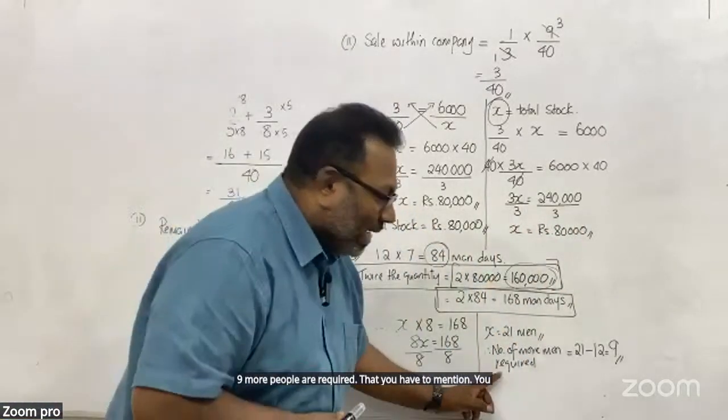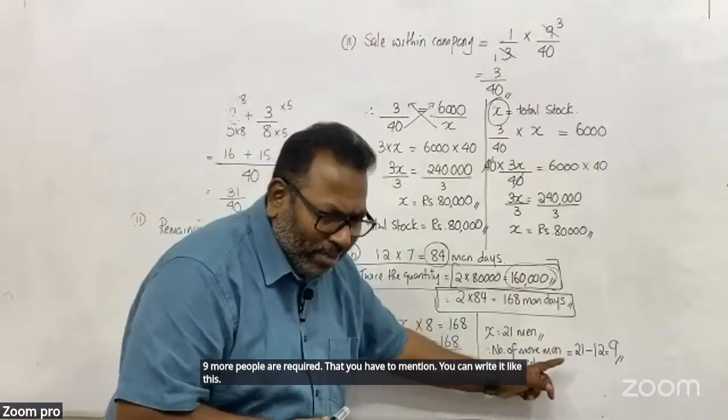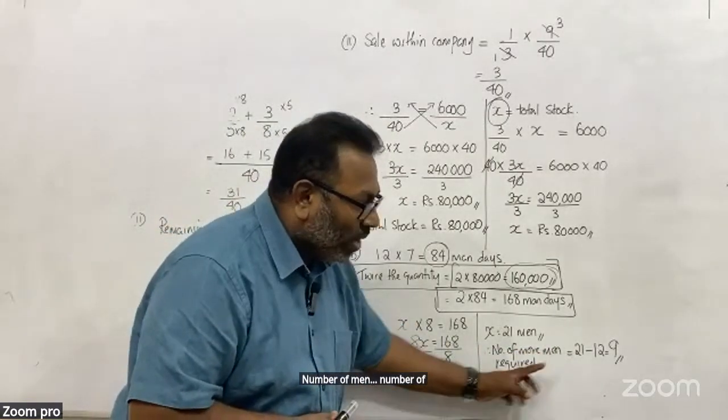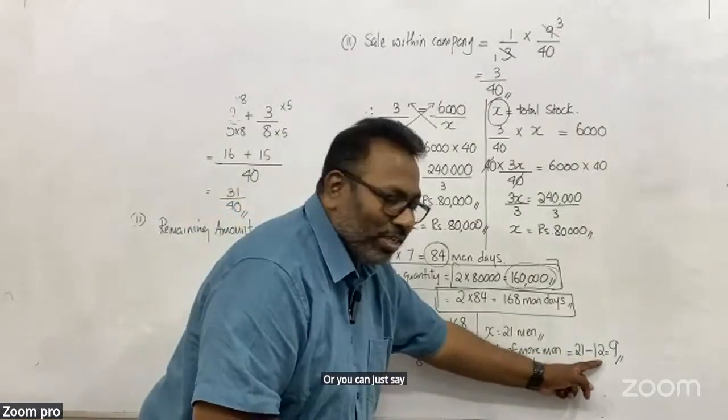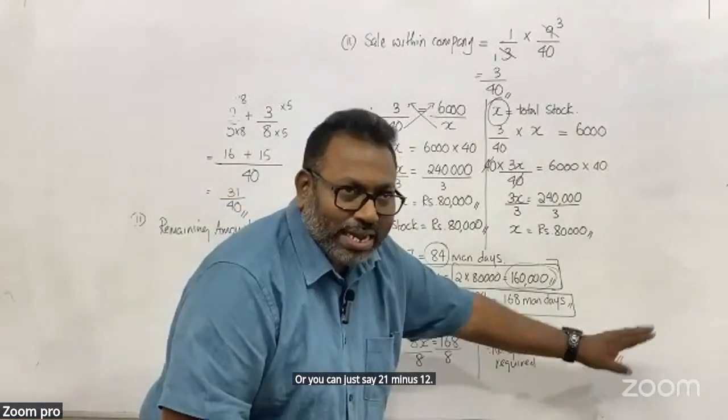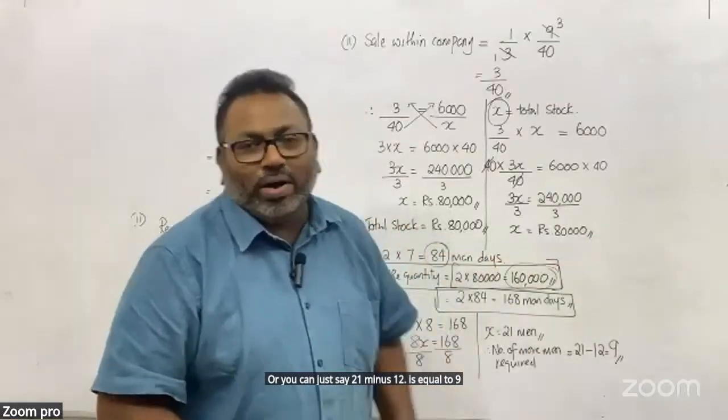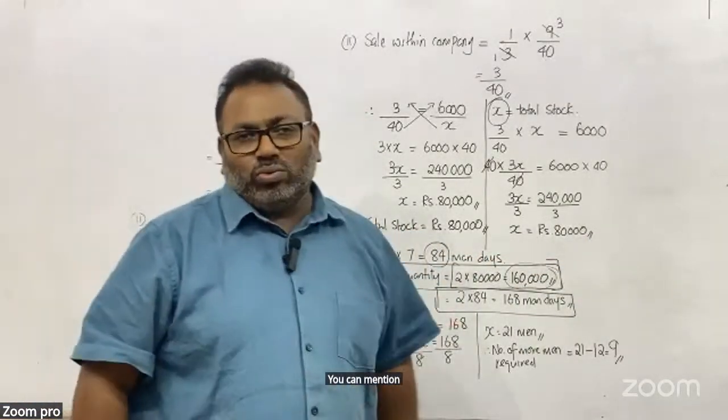You can write it like this: number of more men required is 9. Or you can just say 21 minus 12 is equal to 9 more men are required. You can mention it that way also.